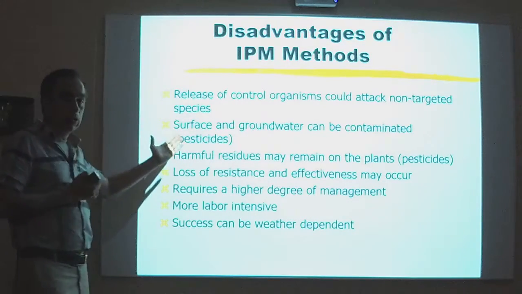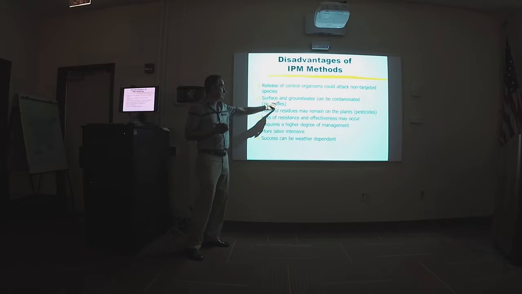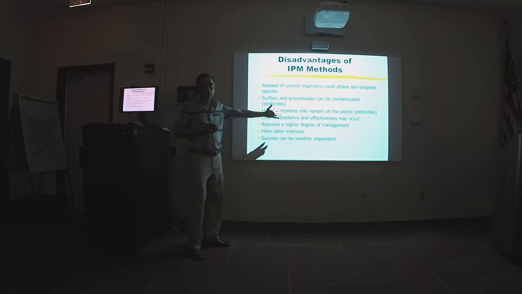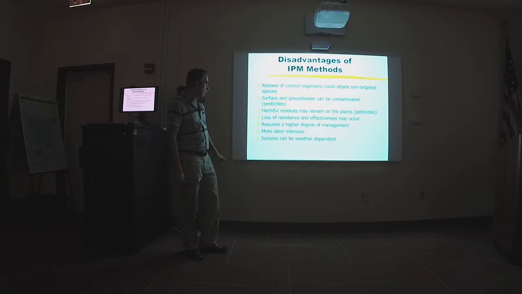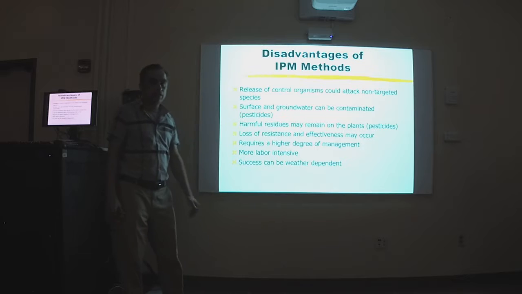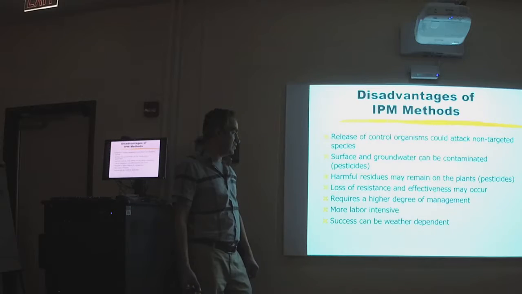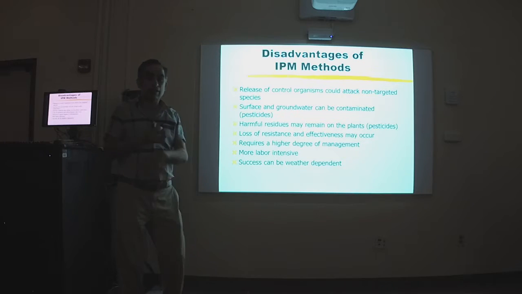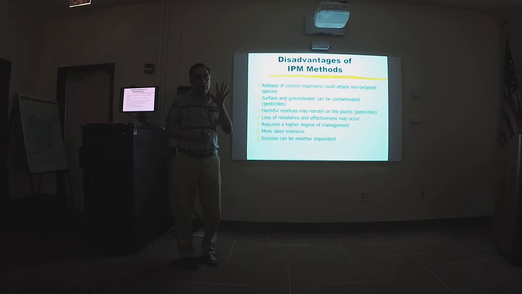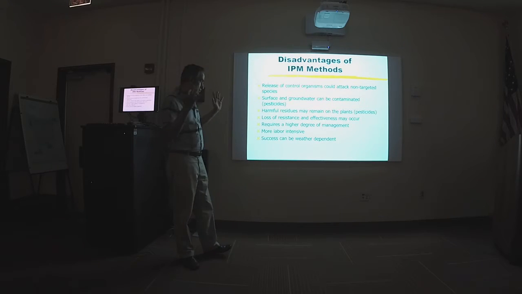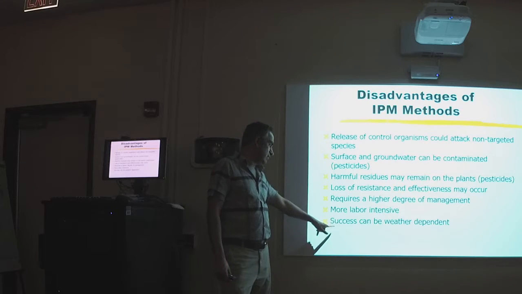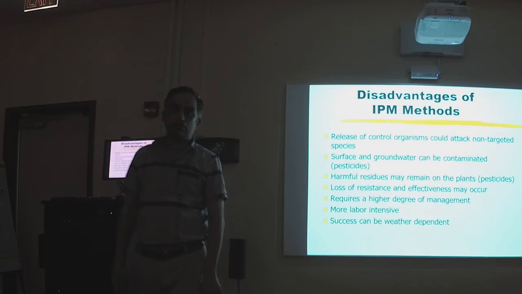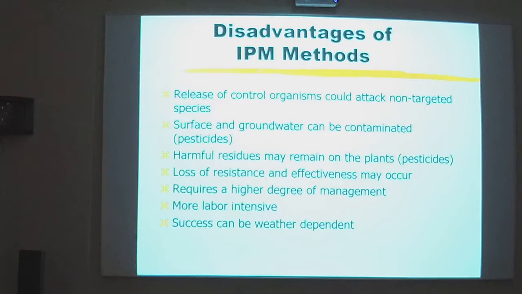Well, organic people say that surface and groundwater can be contaminated. Anytime you spray chemical, it is, yes. Harmful residue may remain on the plants, that's pesticides. Loss of resistance and effectiveness may occur, yeah, because we're not doing as much insecticide, maybe less dosage of insecticide or soft chemicals. Those insects might actually become resistant to those insecticides. More labor intensive, and success could be weather dependent also. Hot, cold, rain, different things can happen.